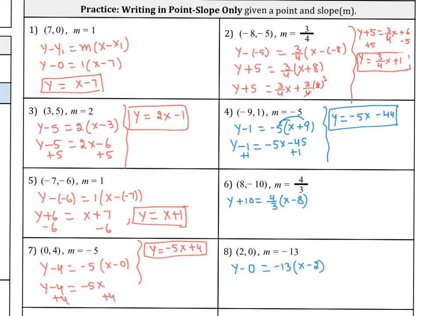Y plus 10 equals 4 over 3, x minus 8. Point slope form of the equation. Y minus 4 equals -5, x minus x1, that is 0. So this becomes just x, so -5 times x. If you want to make it slope-intercept form, all you have to do is +4 on both sides. For number 8, y minus 0 equals -13 times x minus 2. You can leave it here because it's just a point slope form.